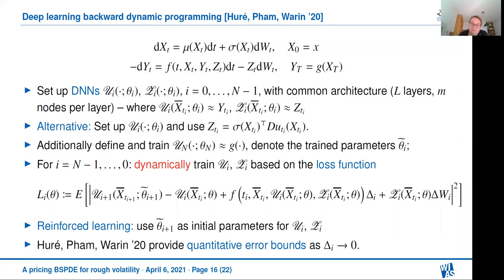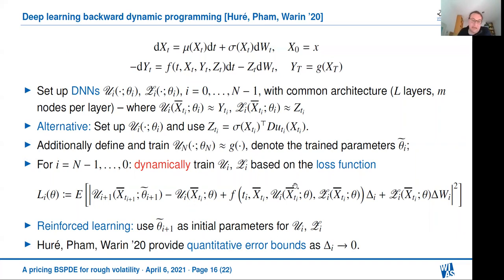And in fact, there is redundancy here, right? Because you can express the Z as a space derivative of the Y in some way. So alternatively, you can just use one neural network and do some automatic differentiation of that neural network to get the Z process, but practice suggests that this often doesn't work as well as you would hope. Okay, so it may actually make sense to use two neural networks rather than one and avoid automatic differentiation.